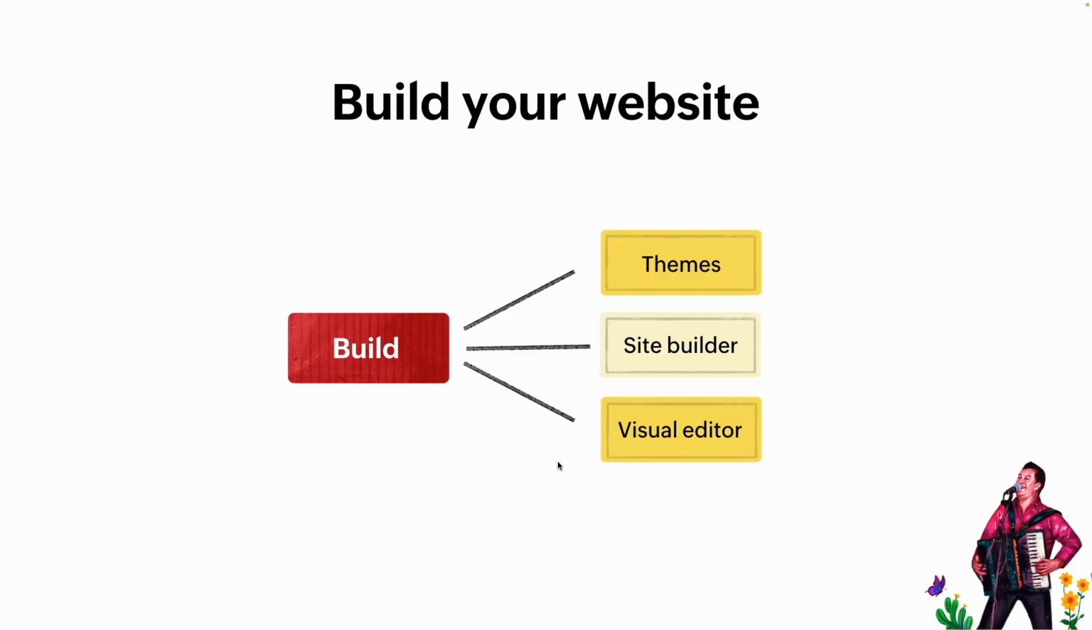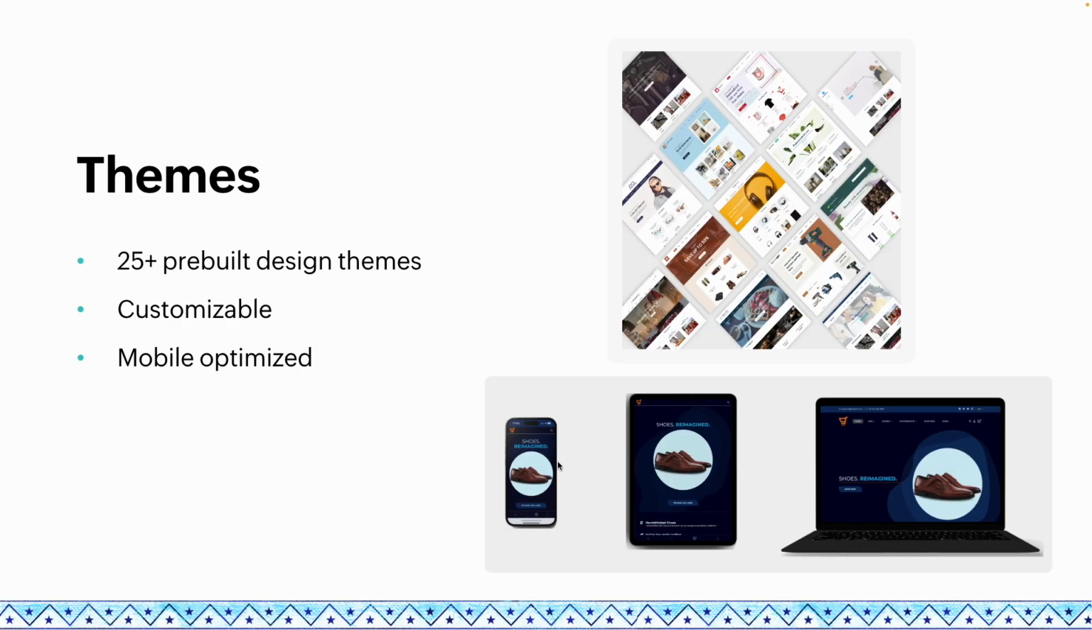So for building your website, Zoho Commerce offers three things. One is themes. So we offer you 25 plus free themes with which you can start. So generally to start on a blank slate is difficult. So there are industry specific themes that are available for free, which you can pick and get started with. And we are also adding a lot of themes to our portfolio as well. And the best part is these are all mobile optimized as well.